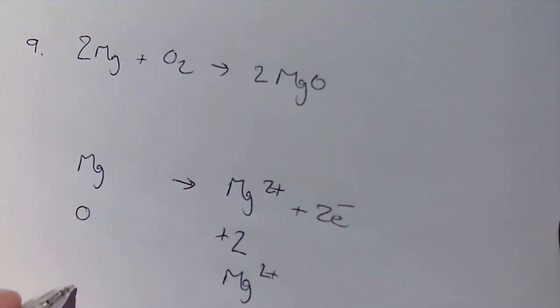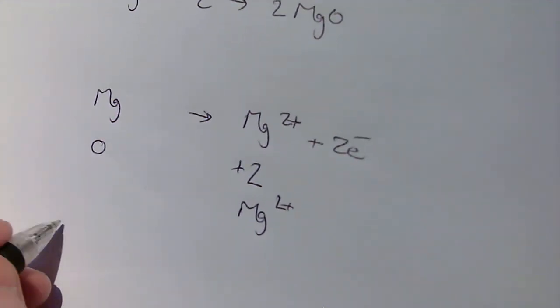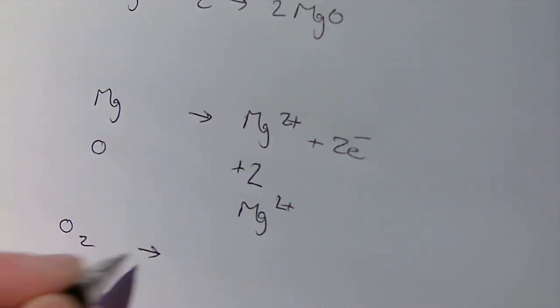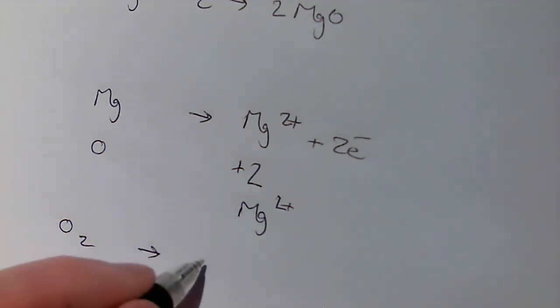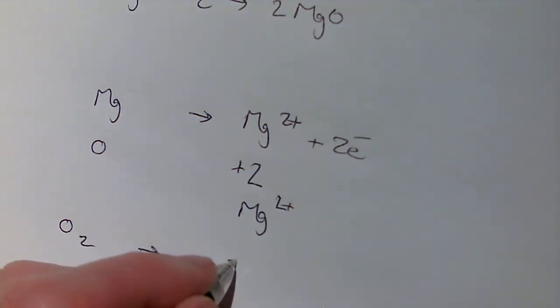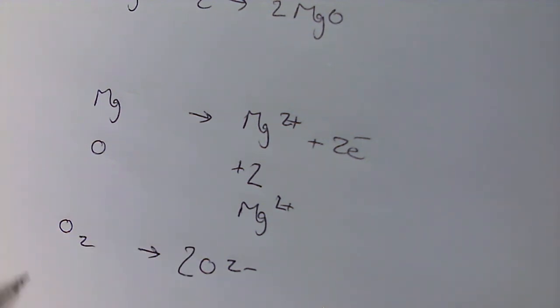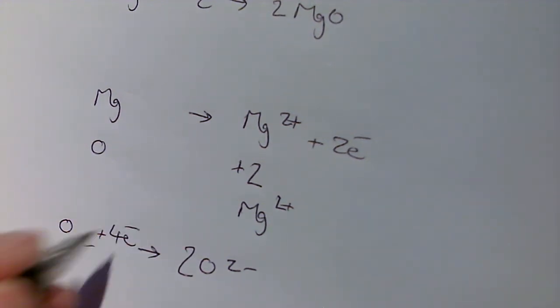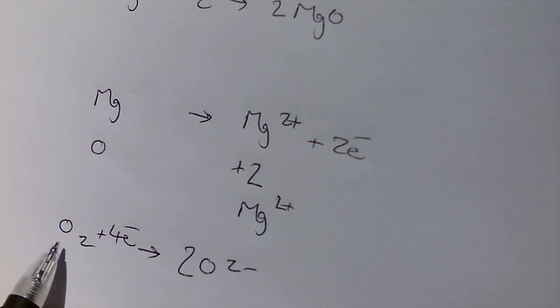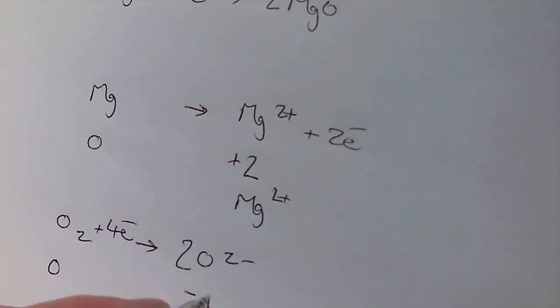Let's have a look at the oxygen. O2. Diatomic oxygen molecules become oxide ions, O2-. So 2 of those, plus 4 electrons there. Oxygen molecules, so the element oxygen, oxidation state is 0. It forms the oxide ion, oxidation state is -2. And that's just how it works.